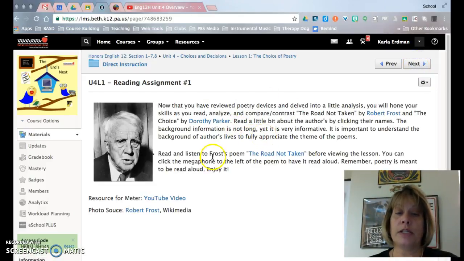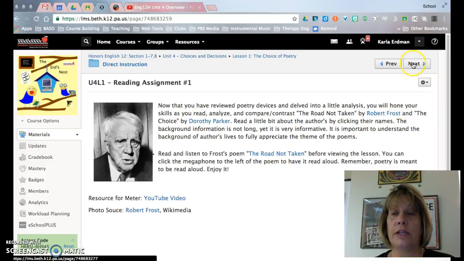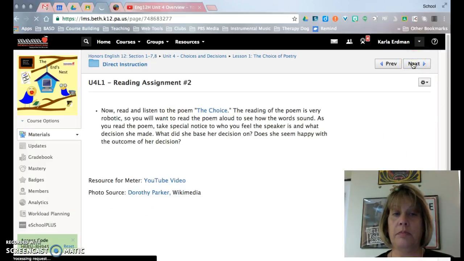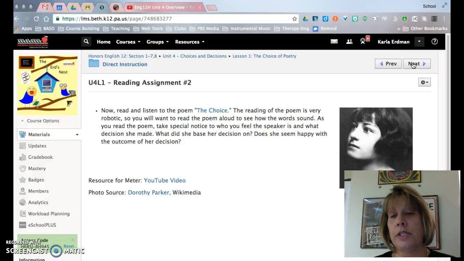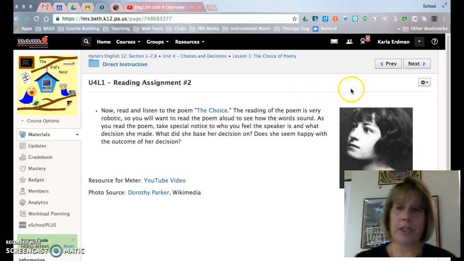Reading assignment 1 takes you through The Road Not Taken by Robert Frost. You can read it, and I've included the audio as well. Reading assignment 2 is The Choice by Dorothy Parker. Again, you can look at the actual words as well as listen to it read. You will also notice I gave you a resource for meter. There's a YouTube video that will help you if you need to know some information about that as well.